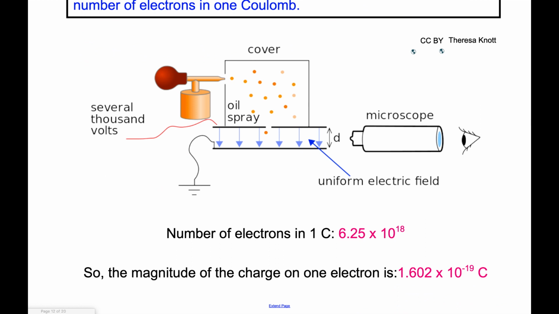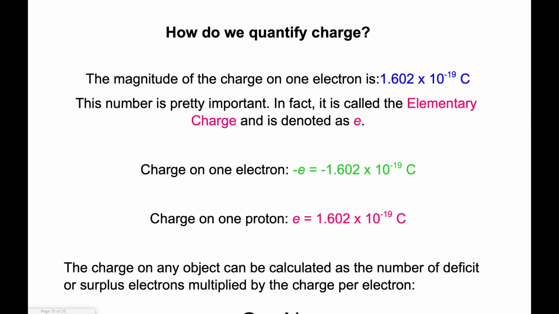Here's what he found. He found that there were 6.25 times 10 to the 18 electrons in 1 Coulomb, which means that the magnitude of charge on one single electron is 1.602 times 10 to the minus 19 coulombs. And of course, that is a negative charge if we're talking about an electron. That number will come up quite a bit this unit. So the magnitude of charge on one electron is 1.602 times 10 to the minus 19 coulombs.